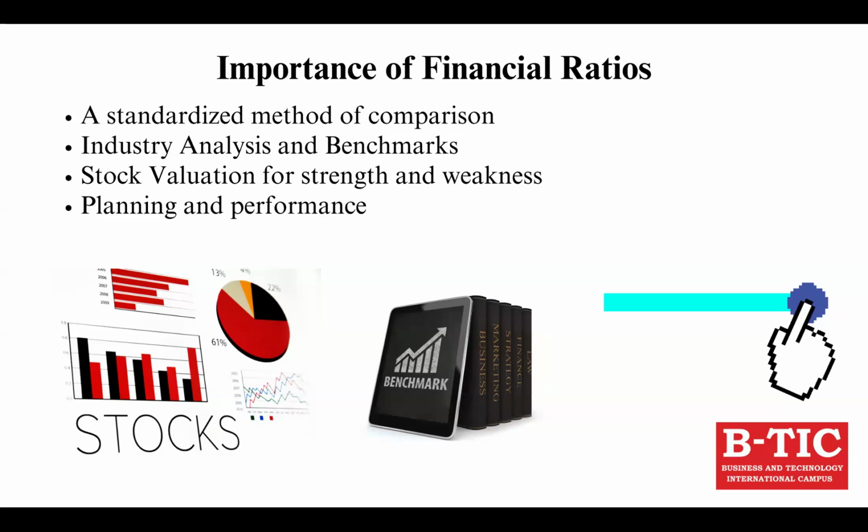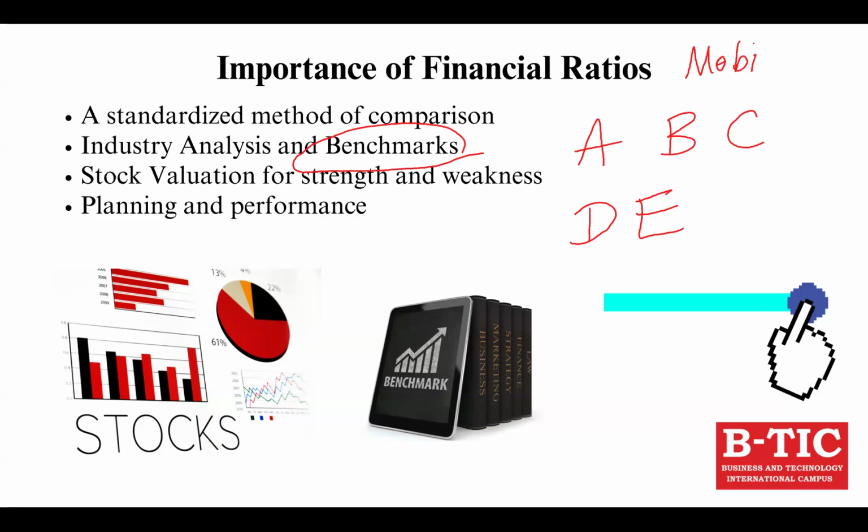Number two, it is used for industry analysis and benchmarks. What does this mean? Ratios can reveal trends in particular industries, creating benchmarks against which the performance of all industry players can be measured. Say you have 5 industry players for a specific industry. Let's say mobile phones. Just hypothetically, imagine that in the mobile phone industry, there are only 5 companies playing in the market: A, B, C, D, and E.